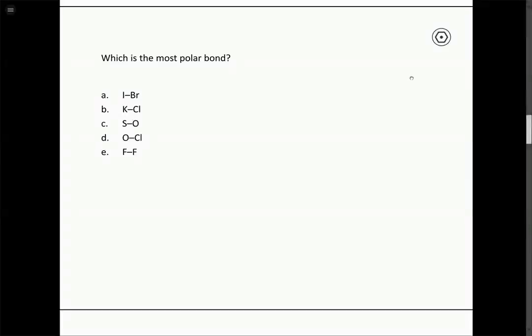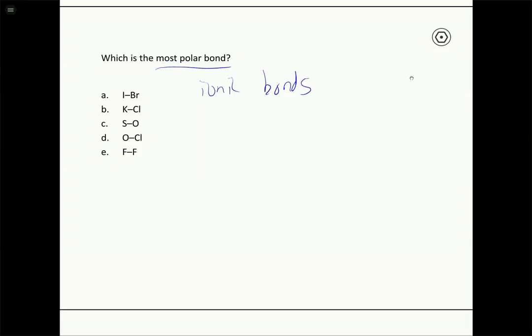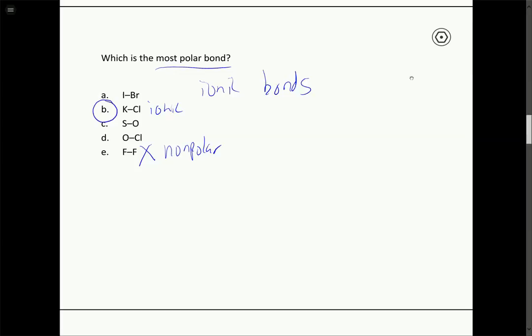We have IBr, KCl, SO, OCl, FF. Alright, so again, if we're looking for most polar bond here, we should automatically zoom in on ionic bonds. If any of our choices are ionic, we can automatically assume those are going to be more polar than any covalent bond, which is two nonmetals. So these are both nonmetals, but KCl is going to be an ionic bond, and the rest of these are all covalent. We can also eliminate FF because, as I said, if it's the same atom bonded to itself, it's completely nonpolar. So we have one ionic bond, and A, C, and D are three polar covalent bonds. We would always expect the ionic bond to be the most polar.